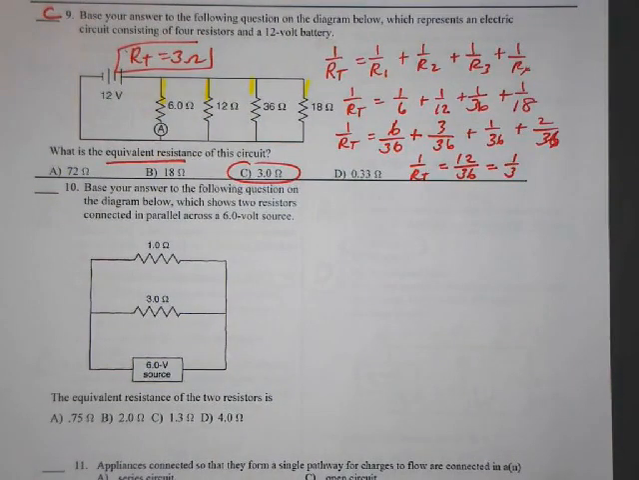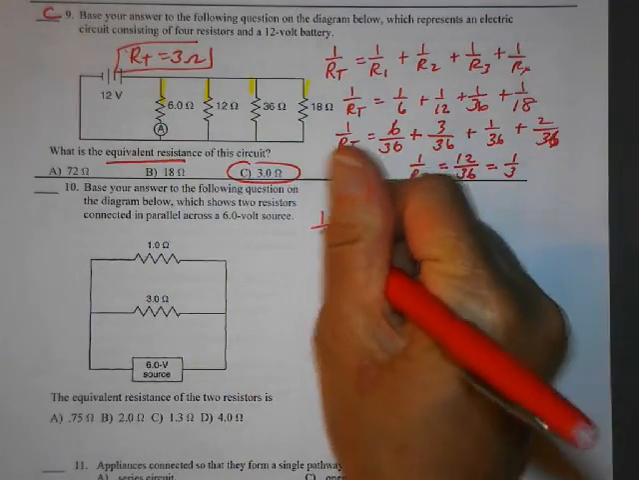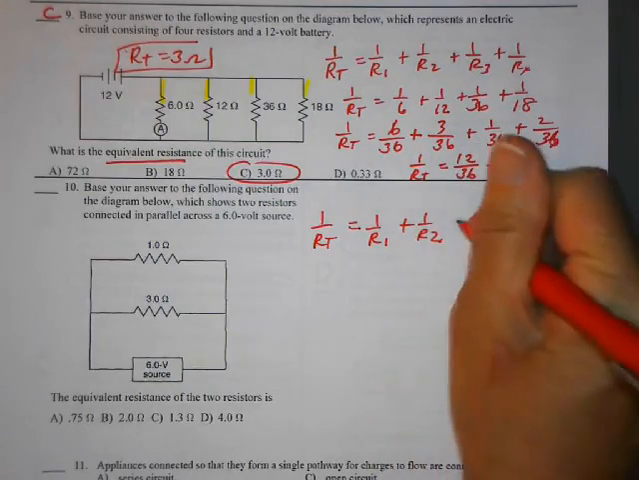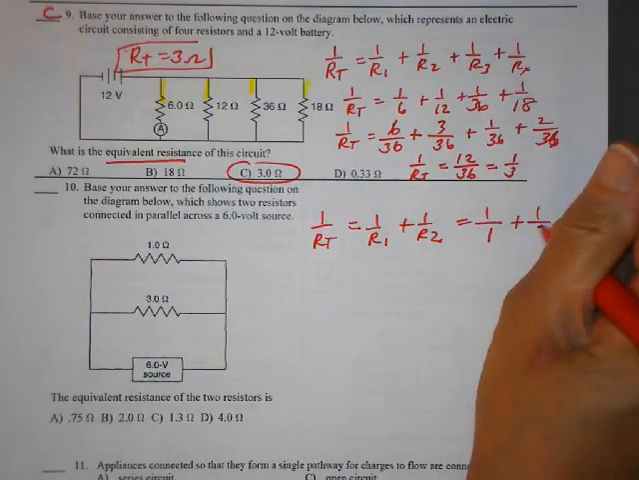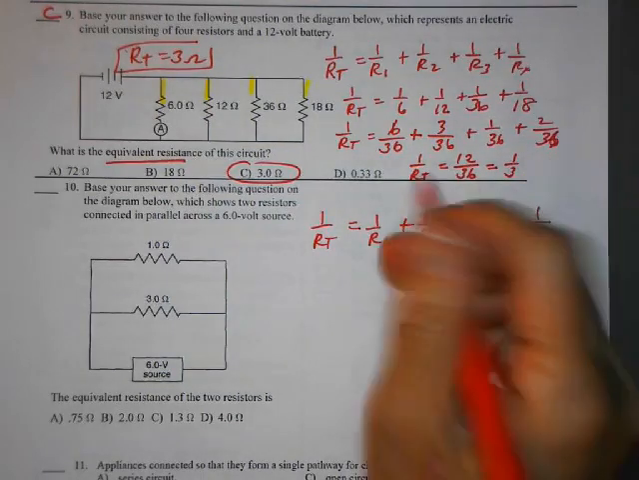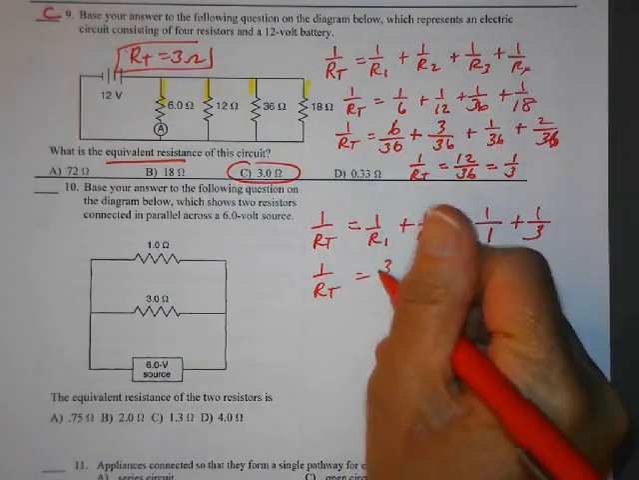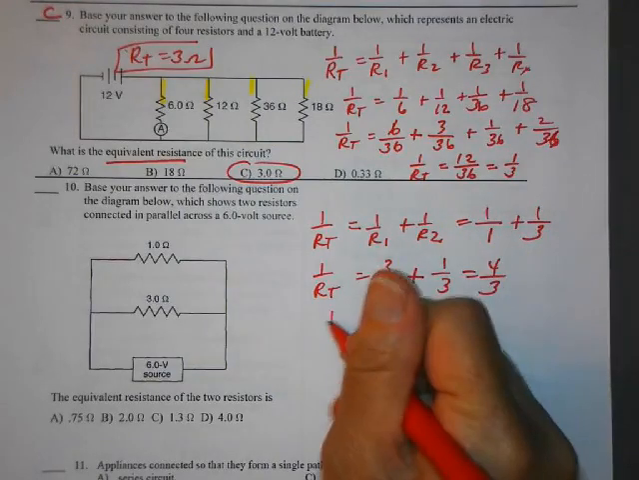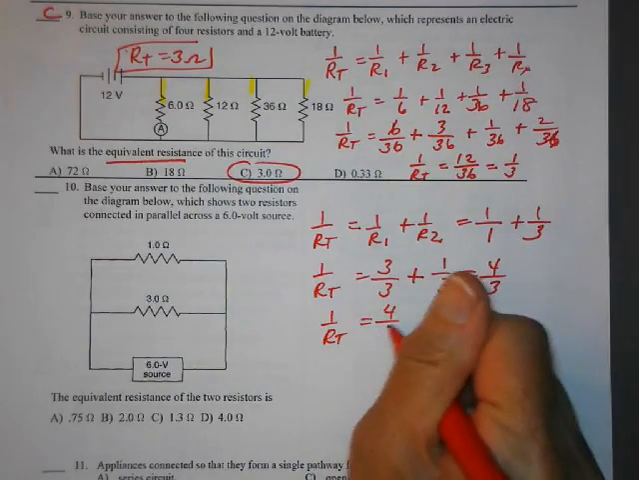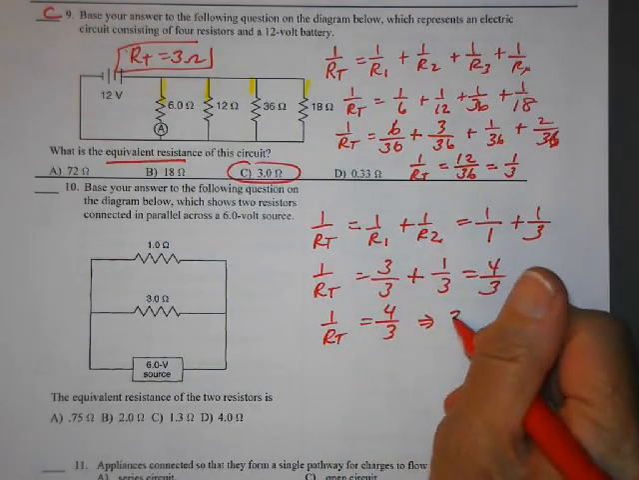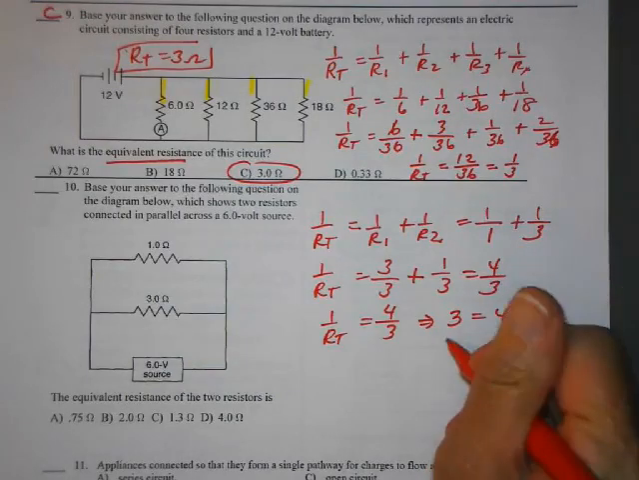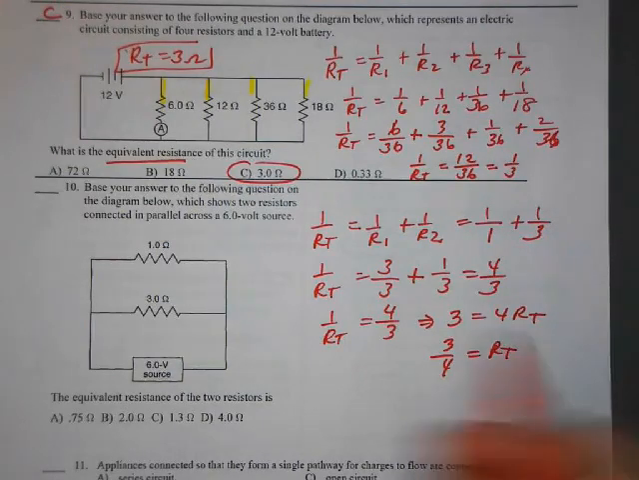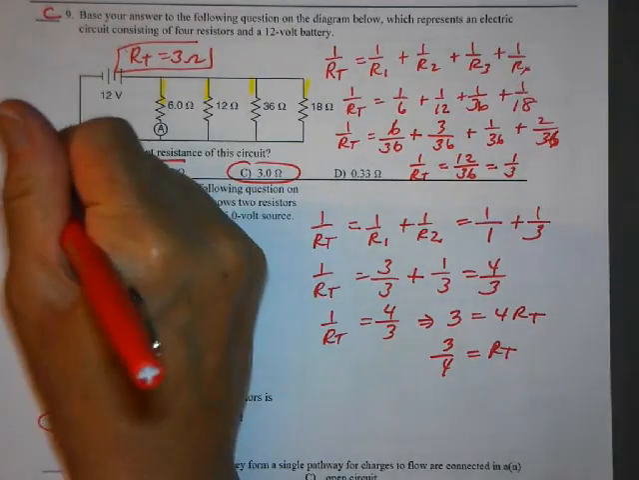Number 10, it's also parallel. So again, 1 over RT is 1 over R1 plus 1 over R2. So it's 1 plus this. So the common denominator would be 3. So 3 over 3 plus 1 over 3 is 4 over 3. So 1 over RT is equal to 4/3, but then I need to cross multiply. 3 is equal to 4 RT, so 3/4 is equal to RT. So 3/4 would be 0.75 A.